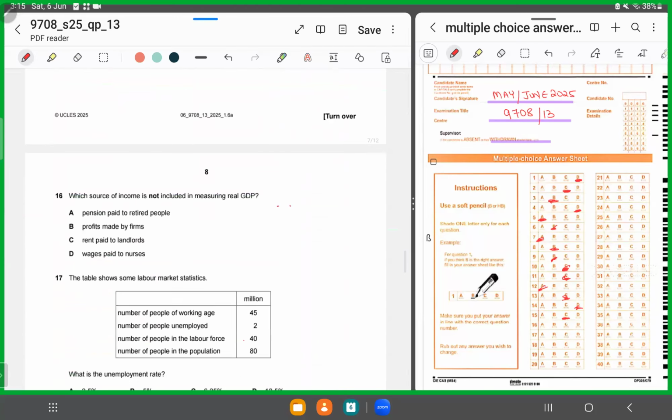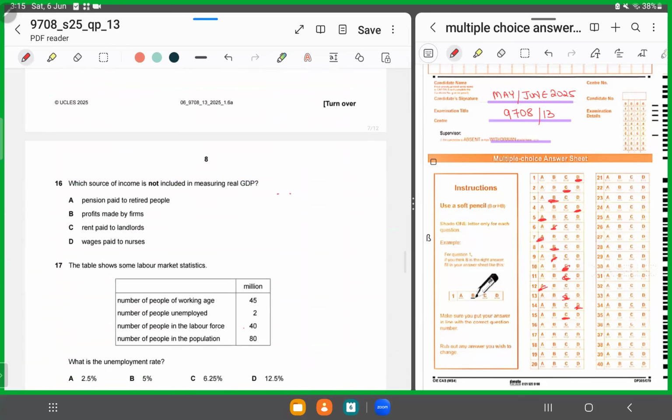Moving forward. MCQ number 16 says which source of income is not included in measuring real GDP. When we are talking about real GDP, we are talking about changes in improvements in the standard of living. So that means there must have been services or goods produced against which there must have been payments made, right?